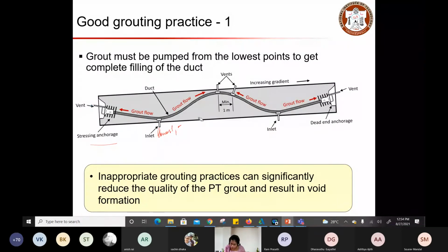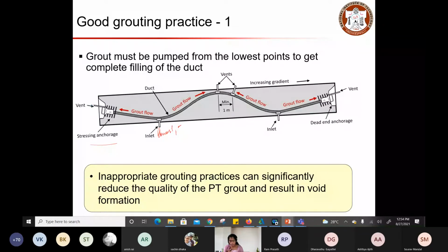And this is the mechanism of how it looks. So you have the inlet. When you pump the grout through this inlet, you are allowing the grout to flow from the lowest point to the highest point, and that pushes all the air, or any moisture, towards the vent, and those things can get expelled through the vent. And once you have obtained complete fullness, you will start observing the grout coming out through the vent. So you can stop the grouting process. Inappropriate grouting practice can lead to a significant reduction in the quality of PTC grout, and that could result in void formation.